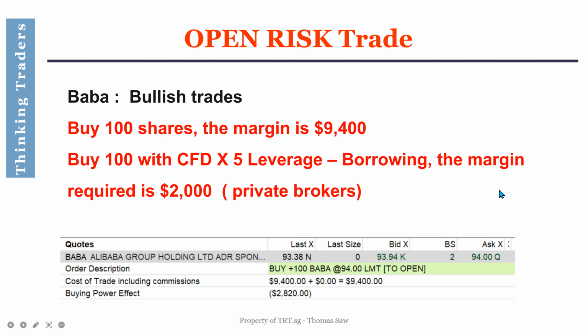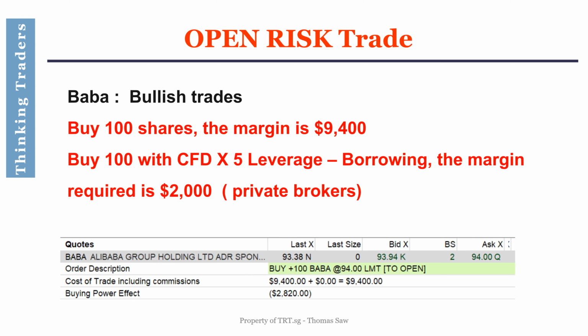If you buy 100 shares of Alibaba at $94, how much is that? $9,400. CFD is cheaper, $2,000. But CFD is with a private broker, so you cannot convert your CFD position into real shares and collect dividends. You cannot do that. So shares will cost you $9,400.